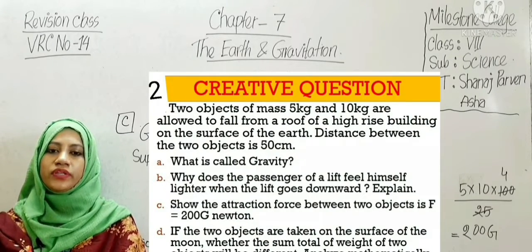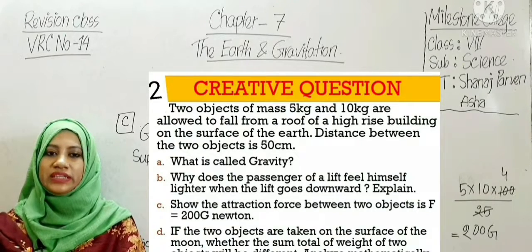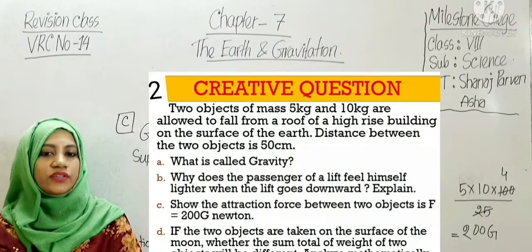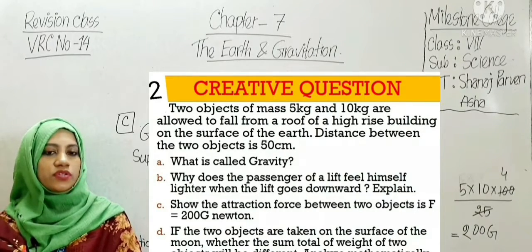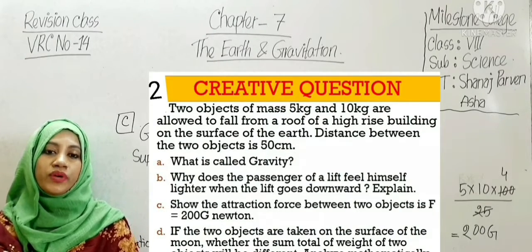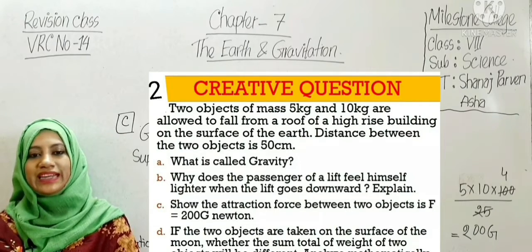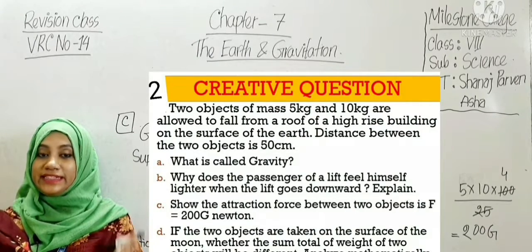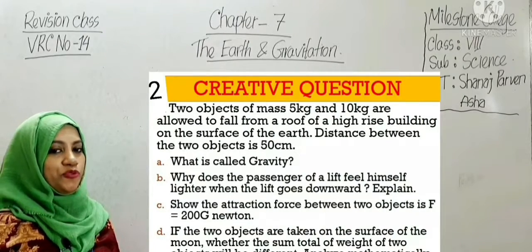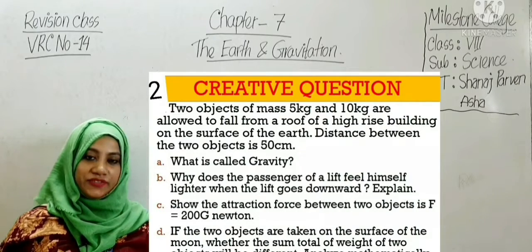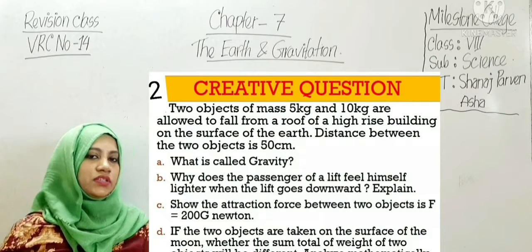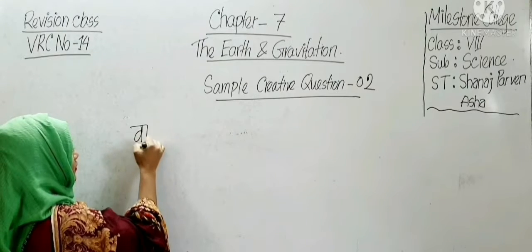It is also nice. Next one: if two objects are taken from the Earth's surface to the moon, whether the sum total of weight of two objects will be different. Analyze mathematically. This is very simple and easy math, my dear students. You have to do your own. First of all, you have to find out the weight on the Earth's surface, and then you have to find out the weight on the moon surface. There are two steps.